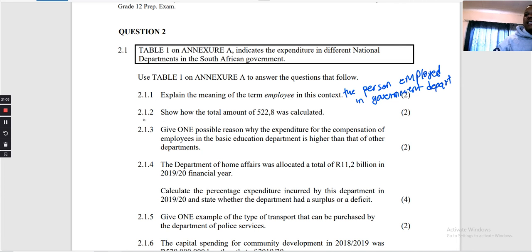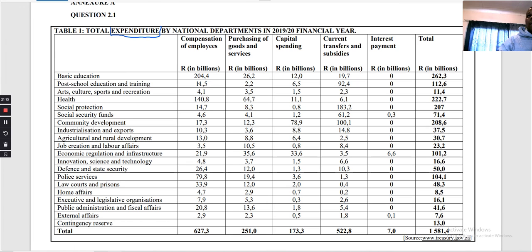Okay, then they say, show how the total amount of 522.8 was calculated. Let's look at that. Where is that amount? There it is, this total. But you have to bear in mind that this is in what? In billion. So when they say in billion, it means they have omitted 9 zeros. They couldn't write the whole thing because there was not going to be enough space. So when they say in billion, you have to bear in mind that they have removed 9 zeros. That makes up a billion.